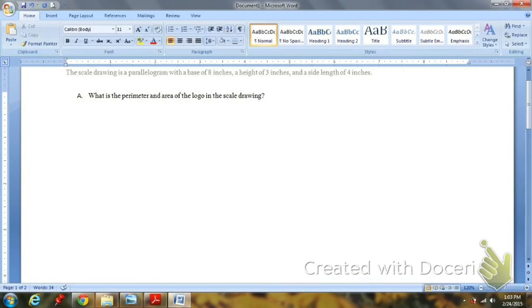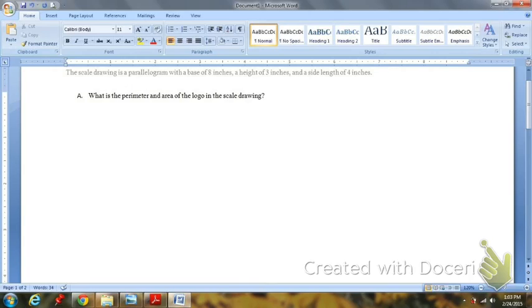The problem reads, you design a logo for a marketing company. As part of the proposal, you submit a scale drawing of the logo. The scale drawing is a parallelogram with a base of 8 inches, a height of 3 inches, and a side length of 4 inches. Part A asks us to find what is the perimeter and area of the logo in the scale drawing. So before we begin, let's go ahead and draw a picture of our logo.